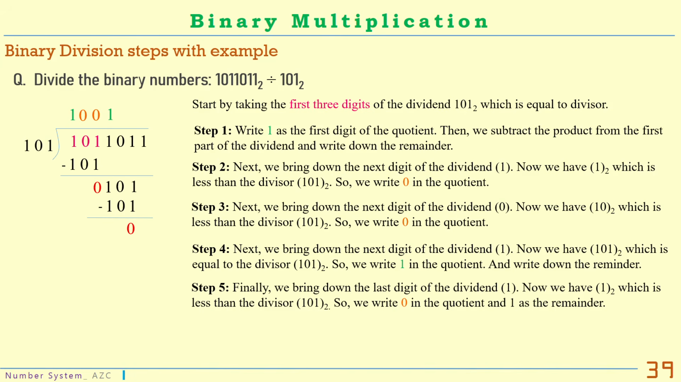Step 5. Finally, we bring down the last digit of the dividend, 1. Now we have 1, which is less than the divisor, 101. So we write 0 in the quotient and 1 as the remainder. Hence, 10111011 divided by 101 is equal to 10010, and the remainder is 1.